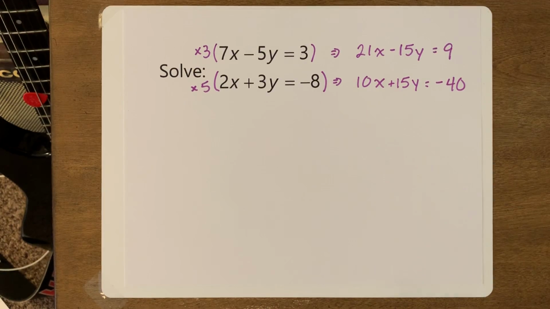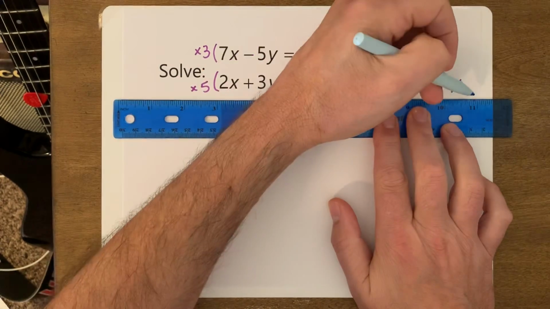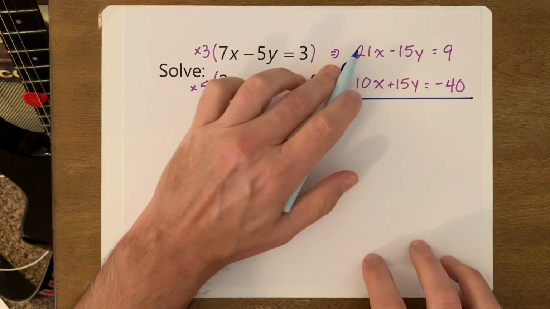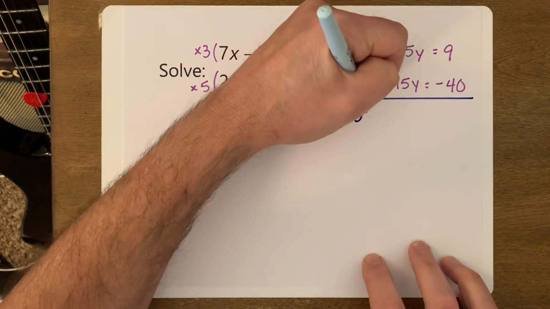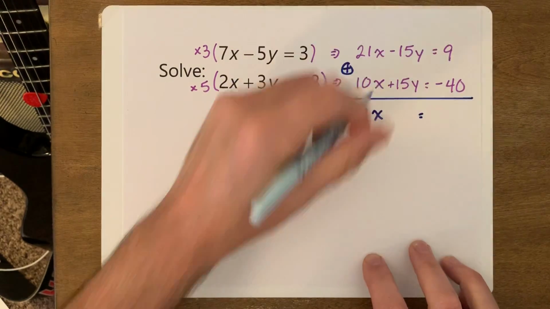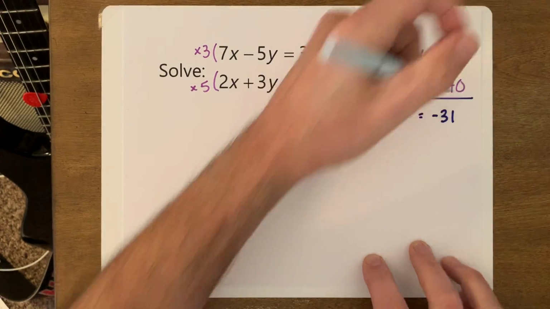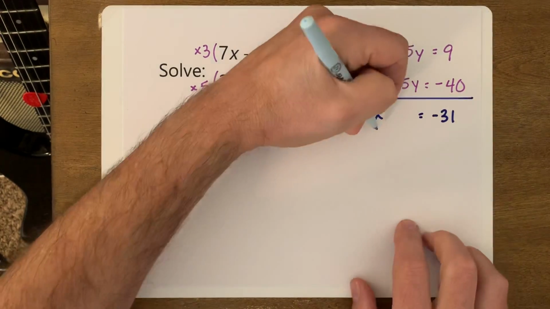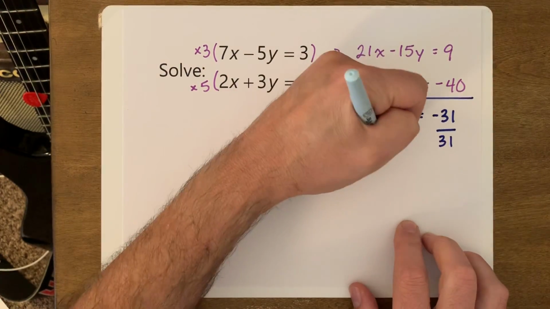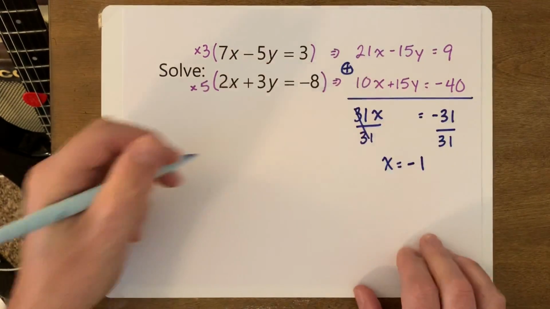All right, now let's go ahead and add those two equations together to get another one. 21 and 10 make 31, so 31x. Those cancel, equals 9 minus 40, I believe, is going to be -31. So that's very, very good. We're going to divide by 31. And it looks like x is going to be equal to -1. And there's my x value.